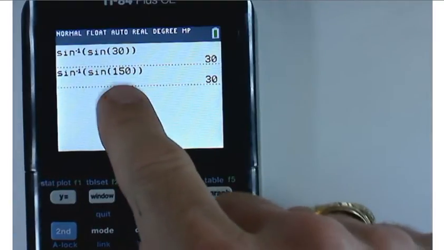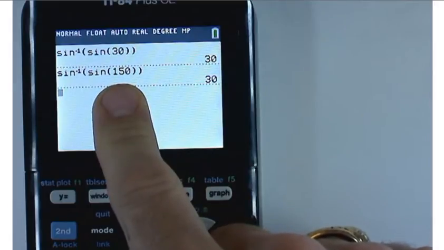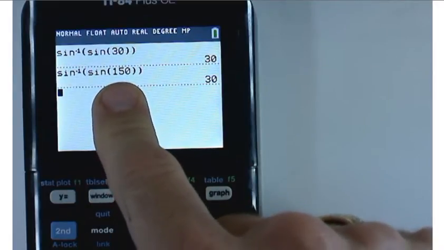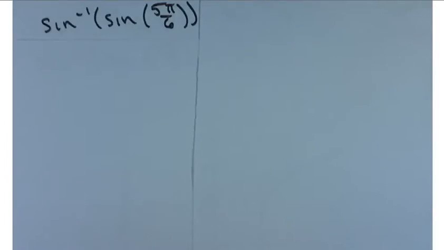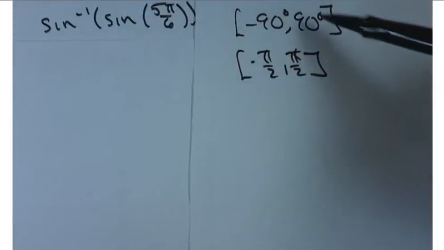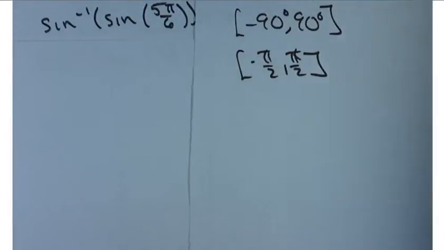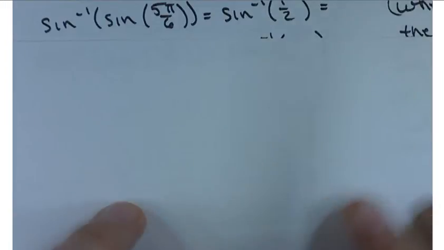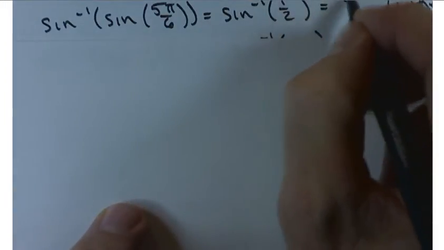Excellent. If you take a look at 150 degrees, it's not within the range of the inverse sine. Inverse sine is going to give you angles between negative 90 and 90 degrees, or negative pi over 2 to pi over 2. So when you look at an angle like this, there's no way the inverse sine can give you the same angle back because it's not in the range. So for this one, we get back pi over 6.